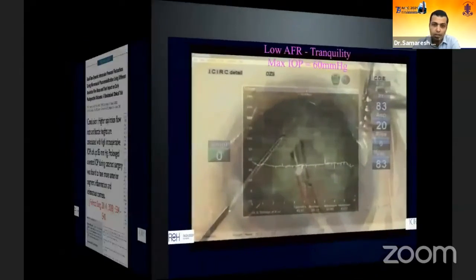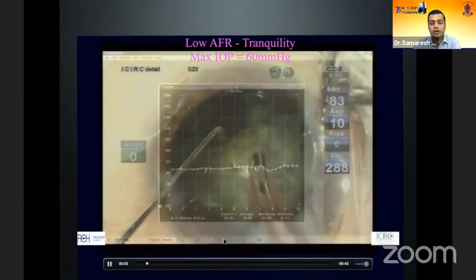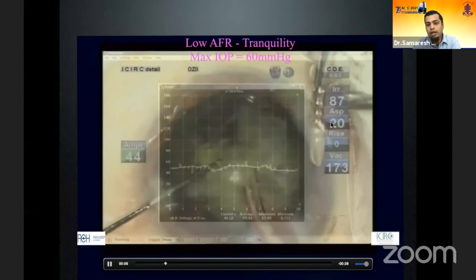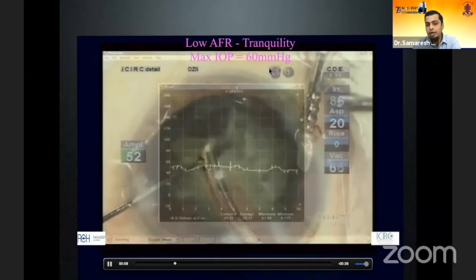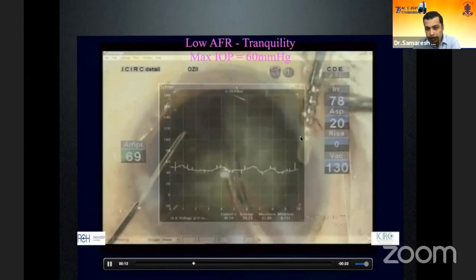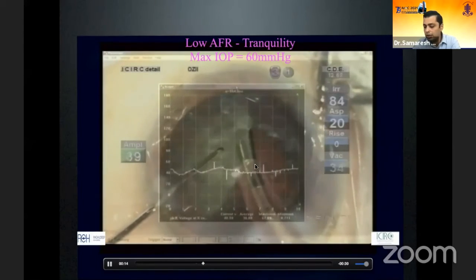This is just to show you, this is on an Infinity Vision system where we are using a low flow rate, which is about 20, and a bottle height which does not exceed 60 millimeters of mercury. And notice that this is a graph where we have a transducer in the eye which is measuring the pressures, and look at how tranquil the graph is. Compare it to a high parameter graph.